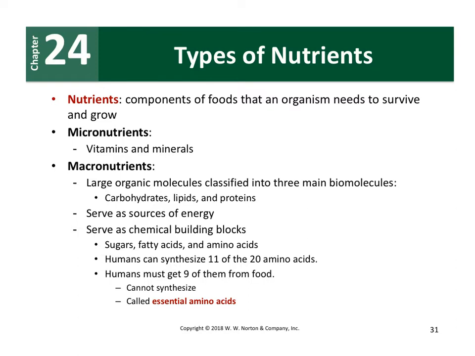Lipids, of course, are our fats. So carbohydrates and lipids serve as sources of energy. Carbohydrates are broken down. Well, first they can be stored as glycogen in the liver and muscles. They can then be broken down for cellular respiration. Lipids can also, through a more complex process, be broken down. And then lipids are also used for cell membranes and things like that.